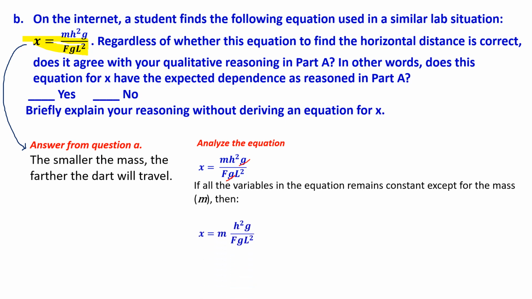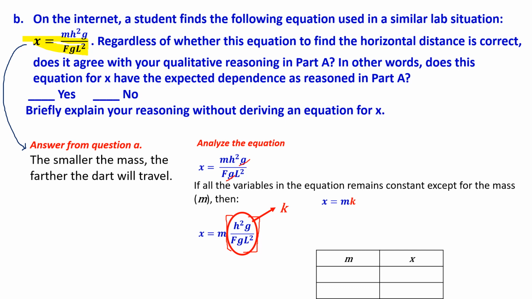So we can just isolate M. Your M is right here. So let's isolate M and have it by itself. Okay. Now let's change this bunch of numbers to a constant letter K, so we don't have to rewrite it. So now we can have an equation X equals M times K, where M is the mass of the dart and K represents the constant variables that will not change in the equation.